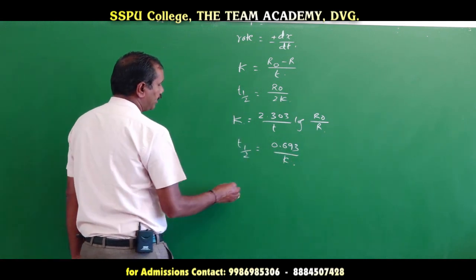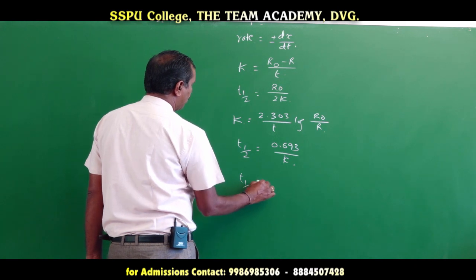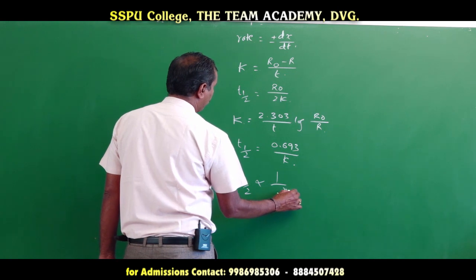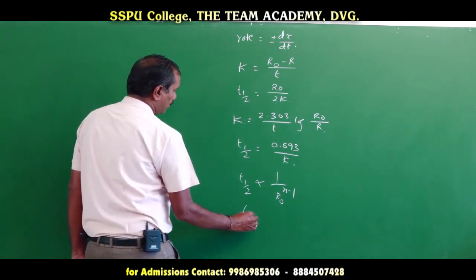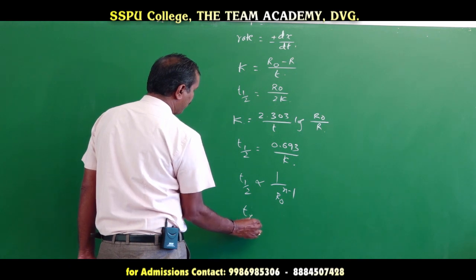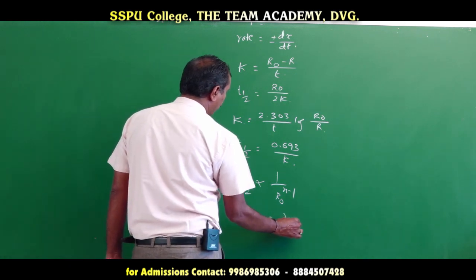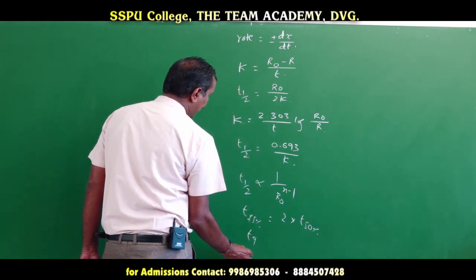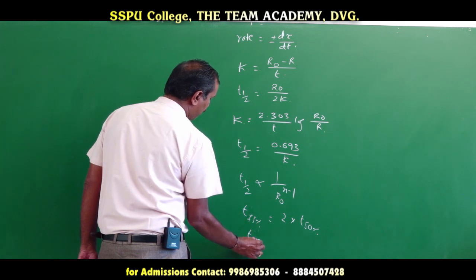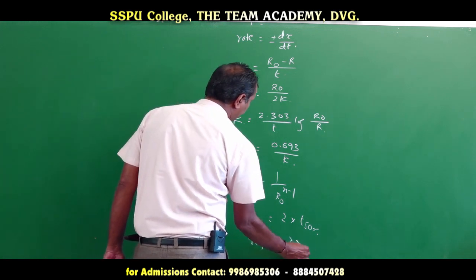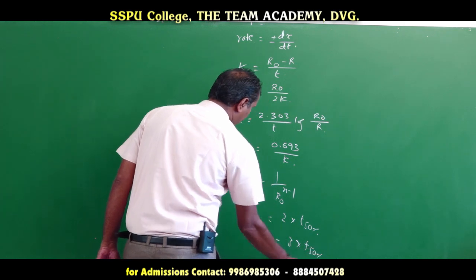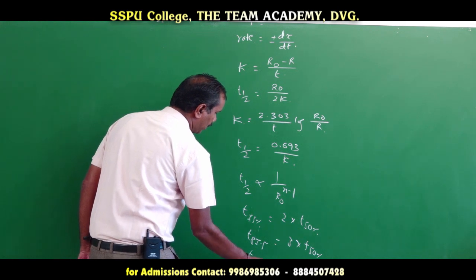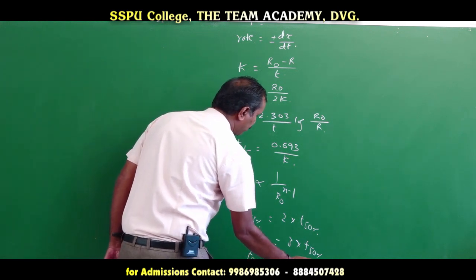Then the relationship between the half-life and the initial concentration and the order: it is directly proportional to 1 by r naught to the power of n minus 1. Then T 75% of conversion is equal to 2 into T 50% conversion. T 87.5% conversion is equal to 3 into T 50%. Then one more, T 99.9% conversion is equal to 10 into T 50%.